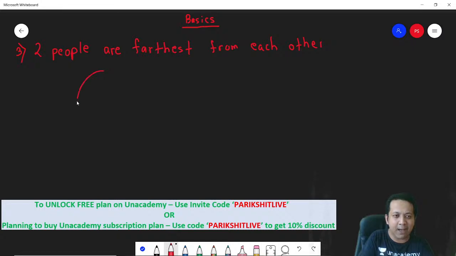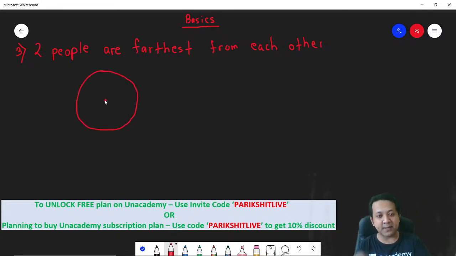Think about it. If there are people around a circle, and if two people have to sit farthest from each other, can I say they have to be opposite each other? Why? Think about it. It's logical. Remember, diameter is the longest chord in a circle. So anyone who sits across the diameter of a circle will be farthest from each other. So the moment they tell you two people are farthest from each other, they only mean to say two people are sitting opposite each other. Do you get the point? That's very, very important. That's the next point.